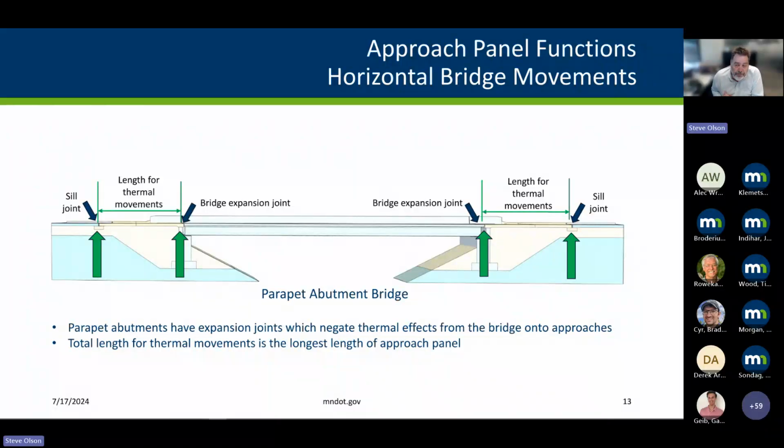Again, if we look at a parapet abutment configuration, things are a little bit different. Our abutments are assumed to be locked in place, and our bridge is expanding and contracting, but that's all being accommodated at the abutment itself. And so our sill joints, or the roadway end of the approach panel, only need to accommodate the temperature change movements associated with the approach panel itself.